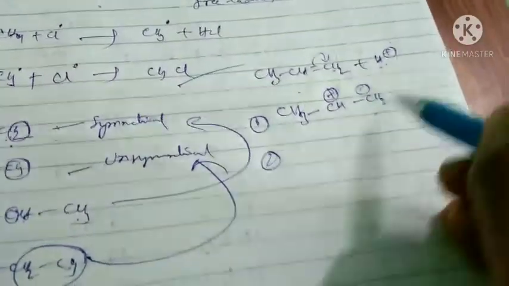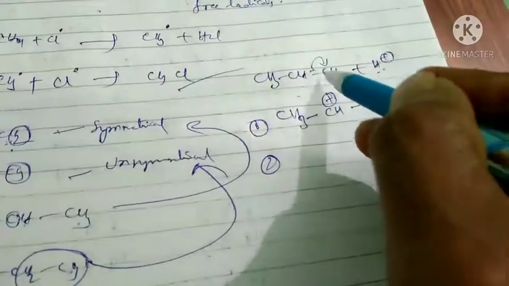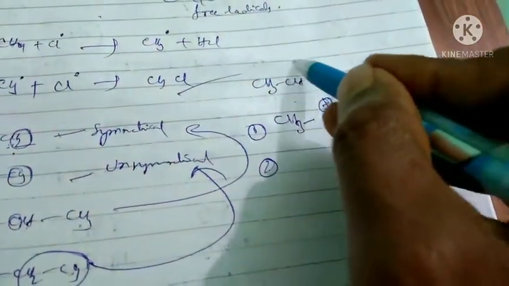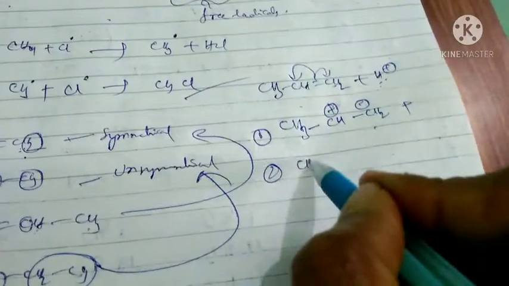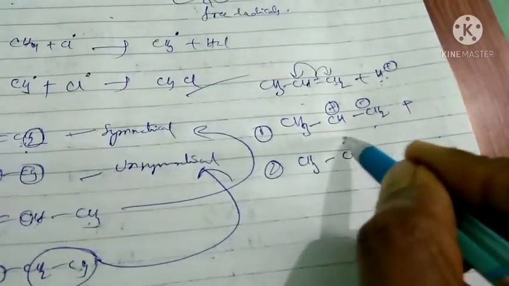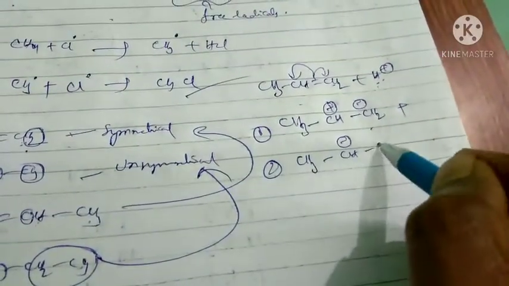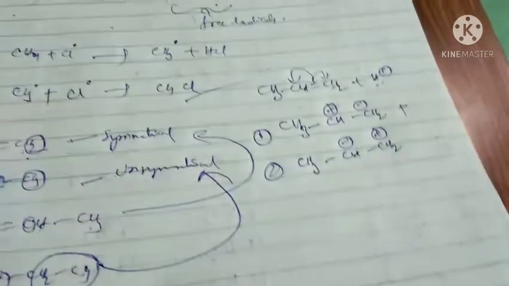One more possibility is there. If the pi bond completely transfers to this carbon atom, then we get CH3, CH minus, CH2 plus.